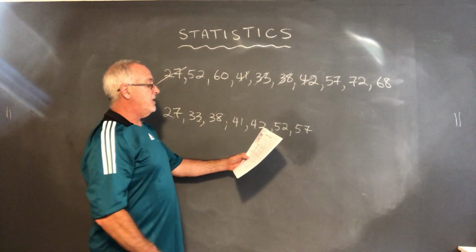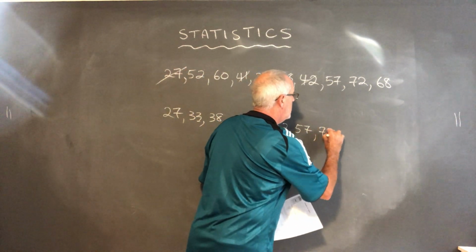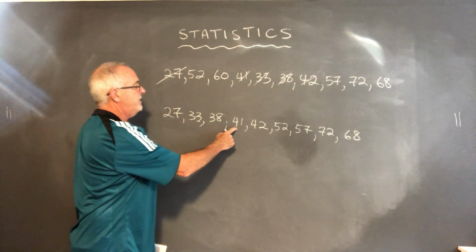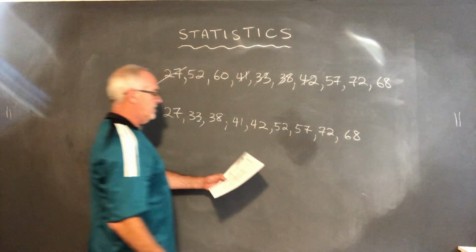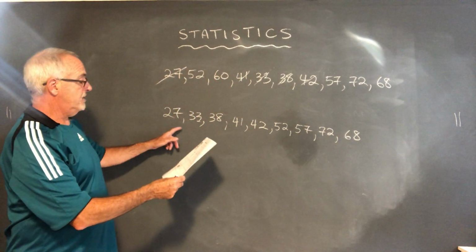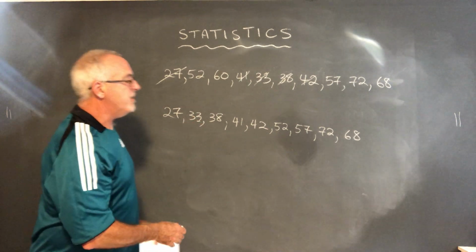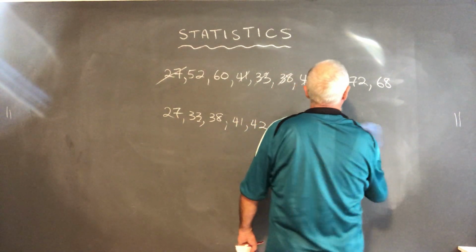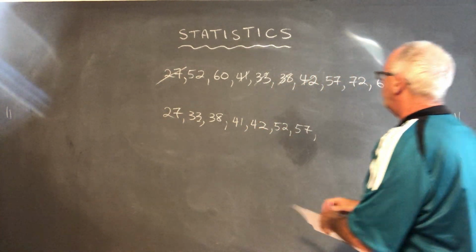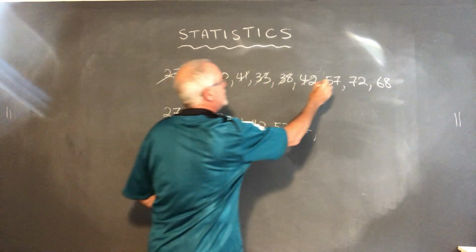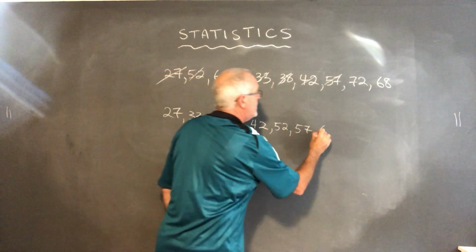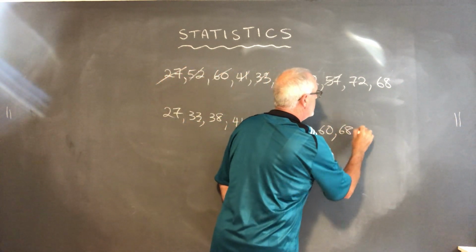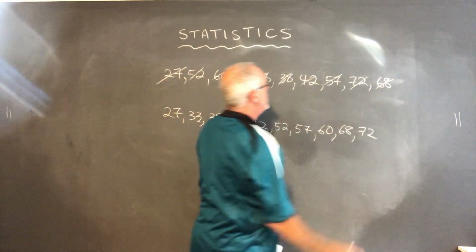Okay, after 57 was 72 and 68. 10 numbers. 1, 2, 3, 4, 5, 6, 7, 8. No, that's 9 numbers. Wait, slow down, Doug. It's because I'm putting them in order, and I forgot I was doing that when I got distracted by my chalk. Okay, so we had gotten 52 and 57. I have to cross those out. The next number is 60. That's the one that I was forgetting to put. Cross it out. Then 68 and 72. Cross them out. 10 numbers.